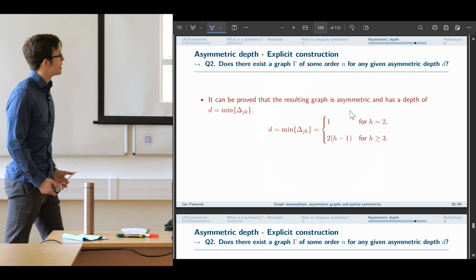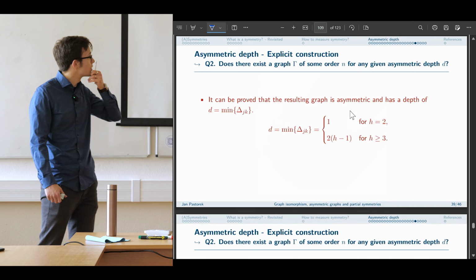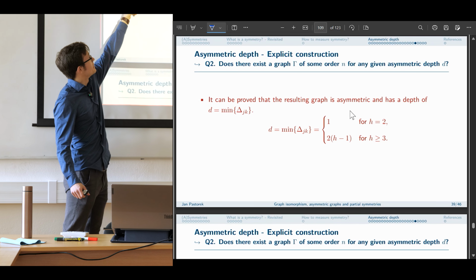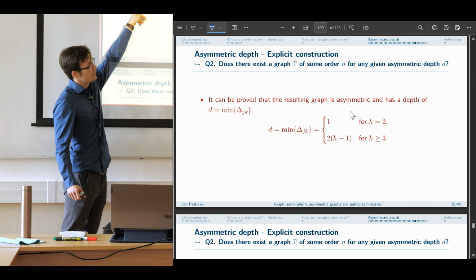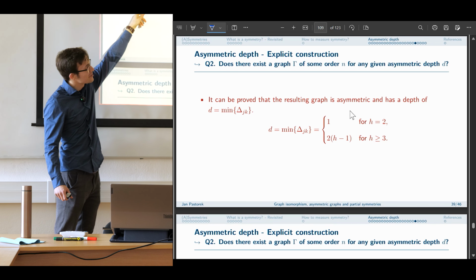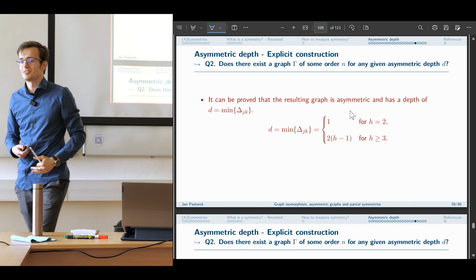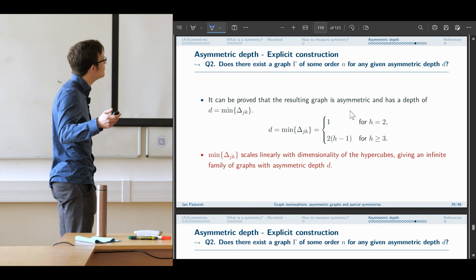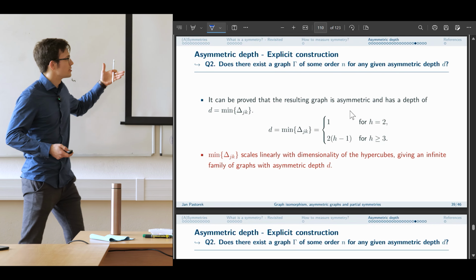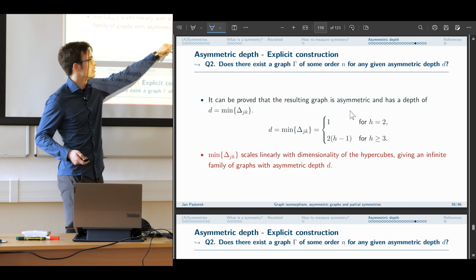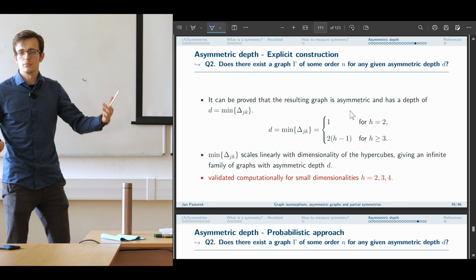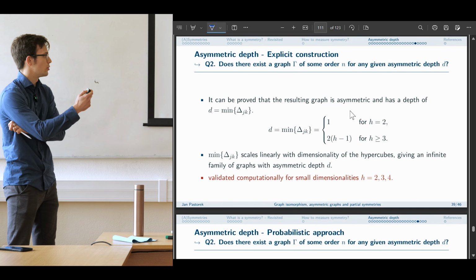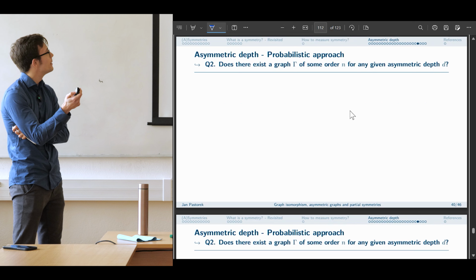This is an asymmetric graph, and as it turns out, it can generate examples of graphs which have asymmetric depth equal to the minimum over symmetric difference of all neighborhoods over pairs of vertices. I should come up with some shortcut for that. And since this minimum scales linearly with the dimensionality of the hypercubes, this will give you an infinite number of examples. And I validated it computationally for small dimensions, and it works.